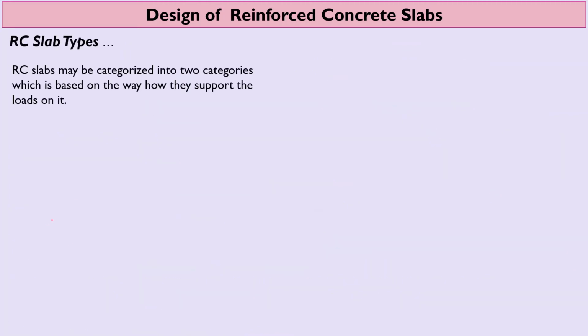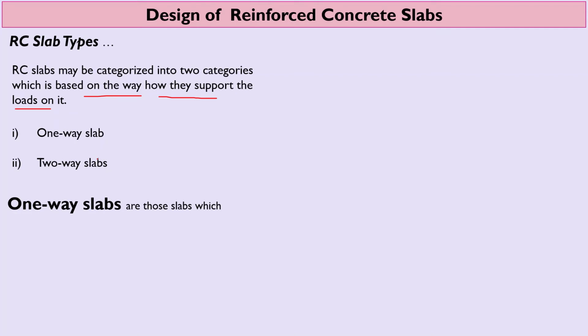Now RCC slabs, as we have discussed already, may be categorized into two categories based on the way they support the load on them. The very first type of slab, which later on we will design, is the one-way slab, and another type is the two-way slab. First of all, let us understand the meaning of one-way slab, how it behaves, and what the behavior will be with respect to the loads and moments if the slab is designed as a one-way slab. So, one-way slabs are those slabs which carry load on their shorter span.